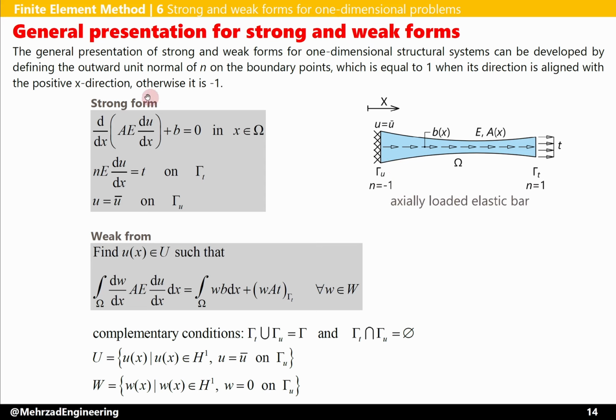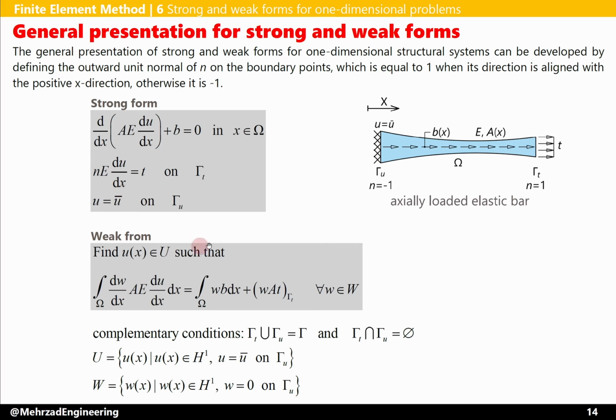So the strong form now could be restated as d dx of AE du dx plus p is equal to 0 in x belongs to omega, and nE du dx is equal to t on gamma t, natural boundary condition, and u is equal to u bar on gamma u. U bar could be 0 or could be any other amount.